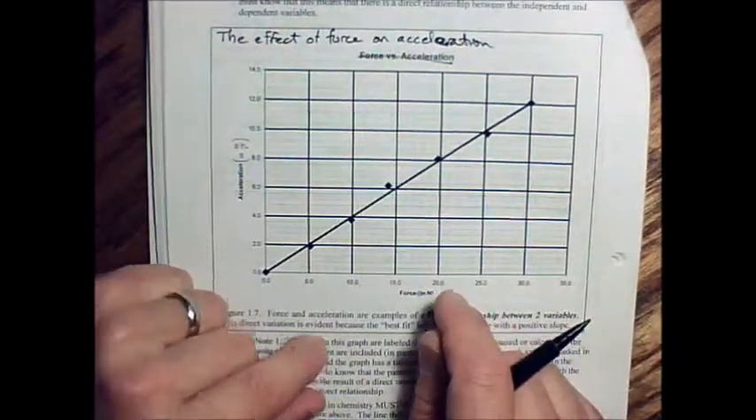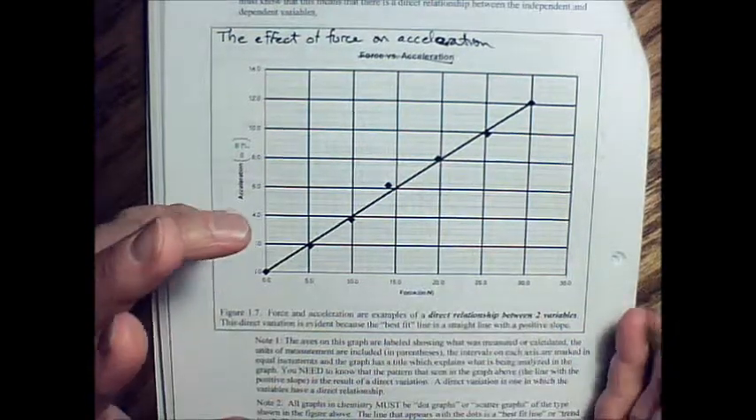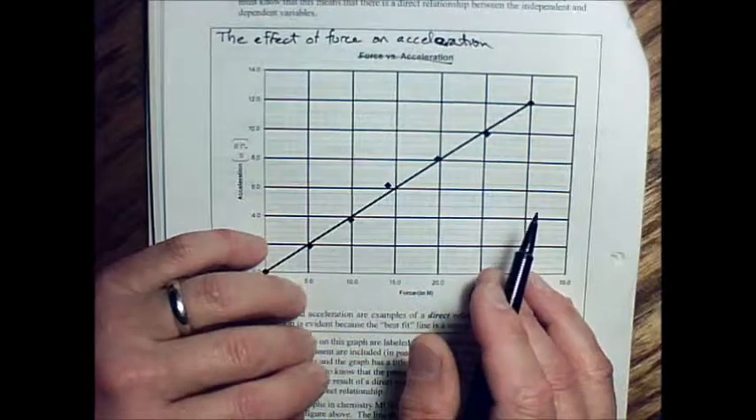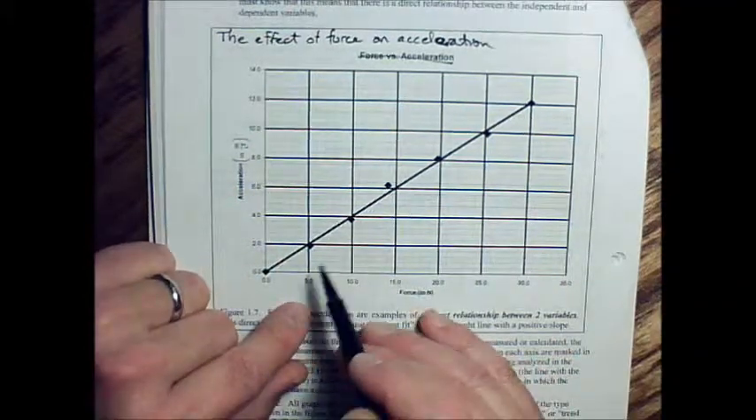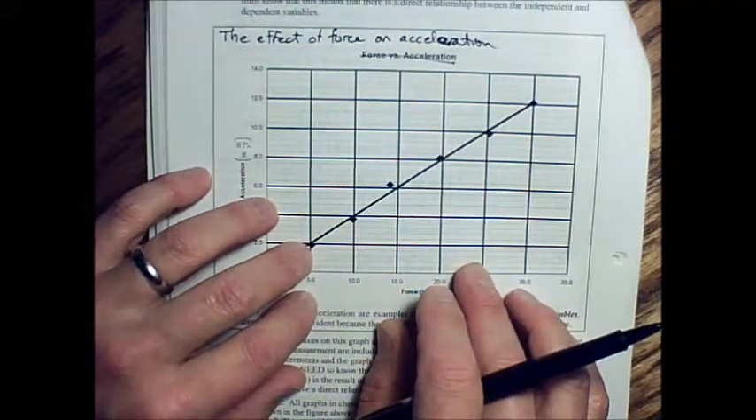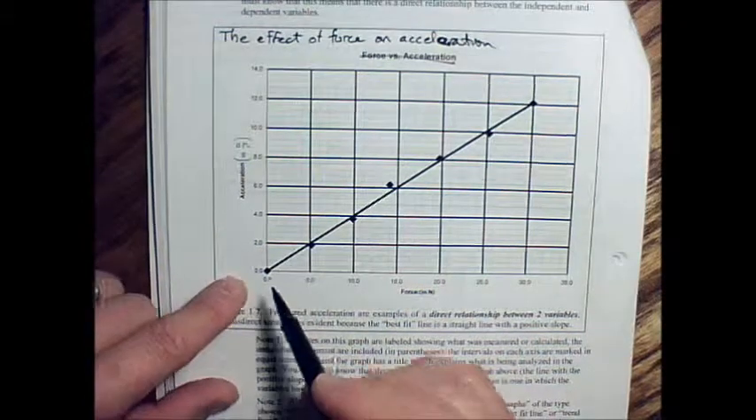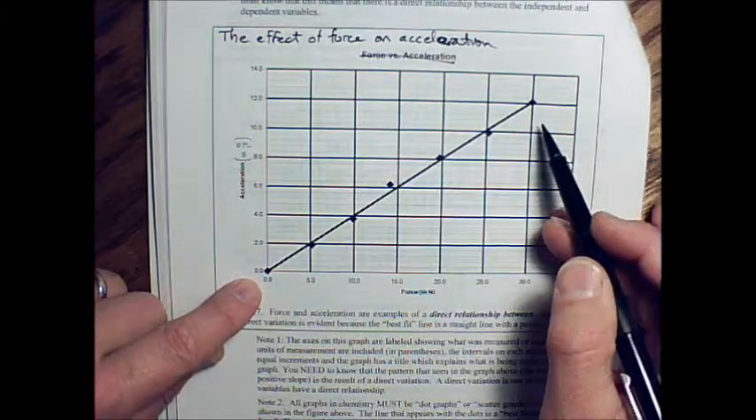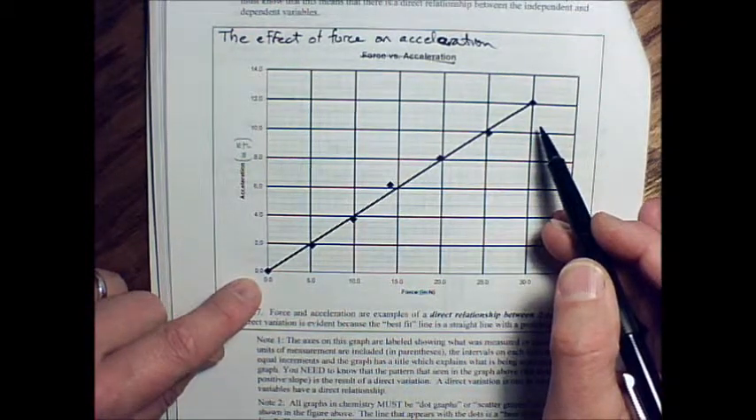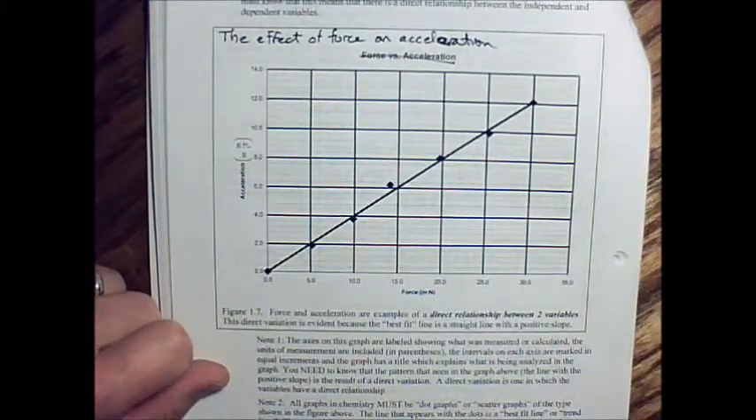And before I totally leave graphs, there are two kinds of best fit curves. Now this looks like a line and it is a line, but a line is also a curve. There are two kinds of curves you need to recognize by their shape. Okay? And this straight line with a positive slope is called a direct relationship. Direct relationship.